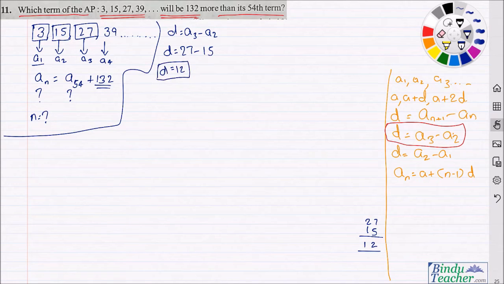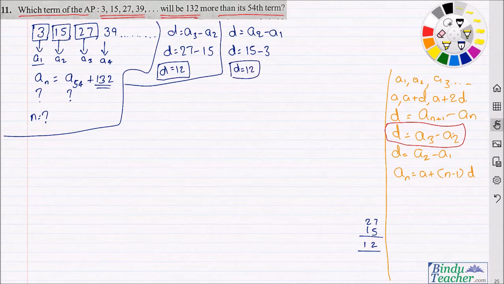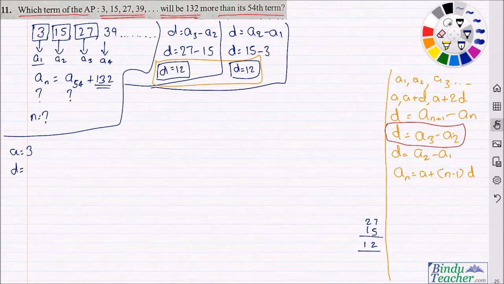d equals 12. Now just to be sure, I'll calculate d once again, but this time it will be a2 minus a1. If it is correct, I should get the same value. The value of a2 here is 15 and the value of a1 is 3. We get d equals 12. So here you can see we got the same value for d, which is the common difference. Okay, so now we have these values. We have a equal to 3 and d equals 12.